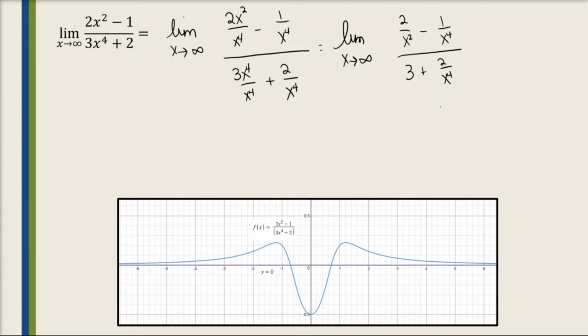And as x goes to infinity, the 2 over x squared will go to 0. The 1 over x to the 4th will go to 0. And the 2 over x to the 4th will also go to 0. So really, this whole thing is approaching 0 in the numerator and 3 in the denominator, but 0 divided by 3 would still just be 0. And again, if you look at the graph of this function, you see as your x values get larger, your function is approaching the line y equals 0.